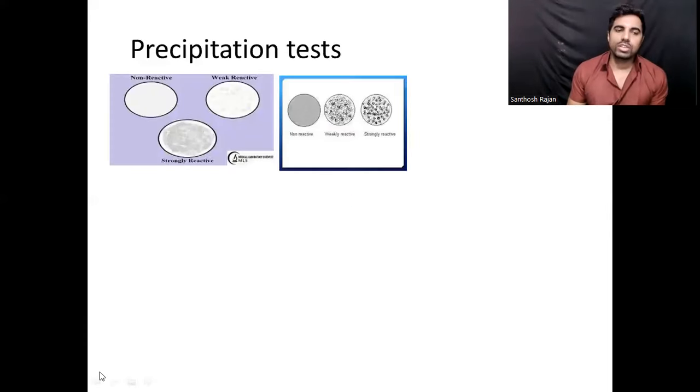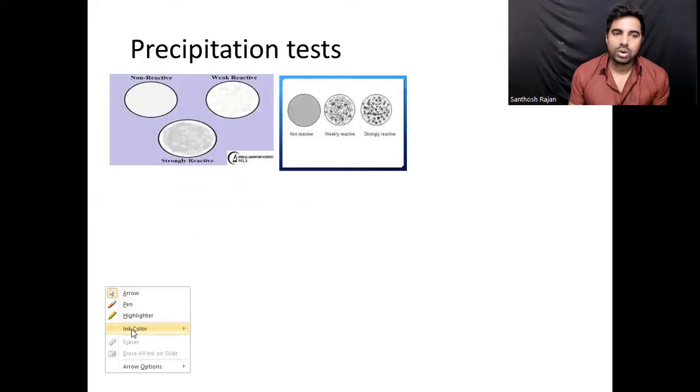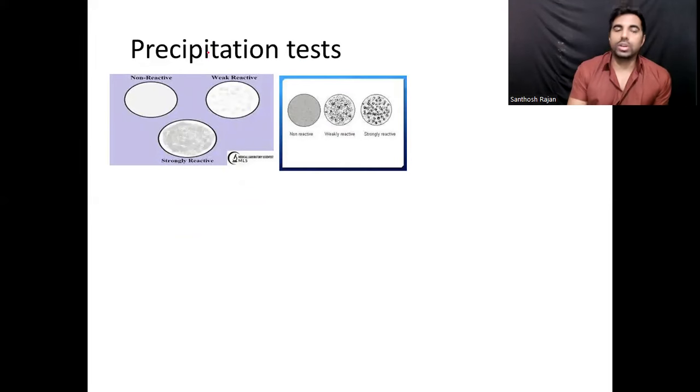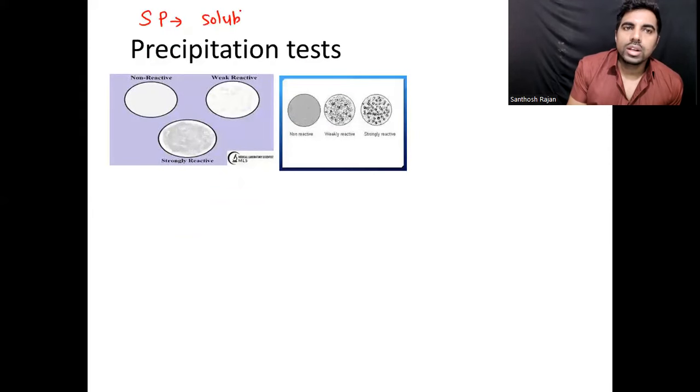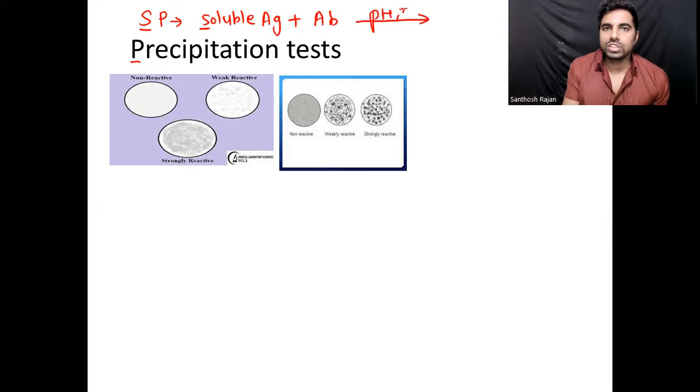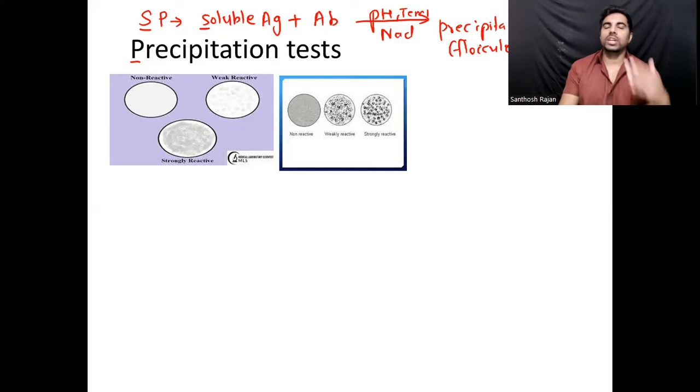Now we'll talk about individual tests. Precipitation test is important; you always get a question on it. First of all, the definition is very important. The shortcut is SP: S for soluble, P for precipitation. When a soluble antigen plus antibody combine in the presence of the proper pH, temperature and NaCl, a precipitate is formed. Flocules are also a right answer. A flocule is a type of precipitate; under precipitation you have flocculation.